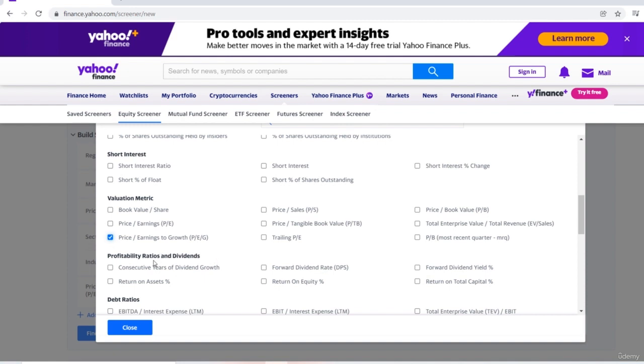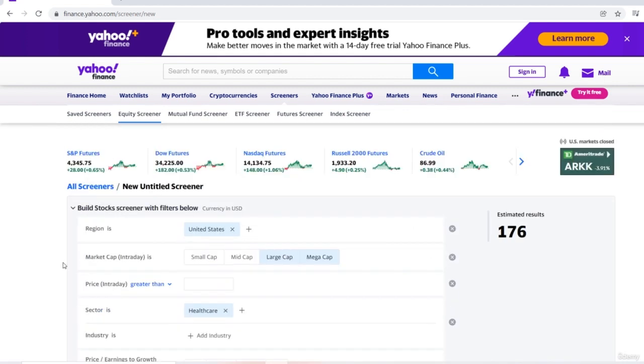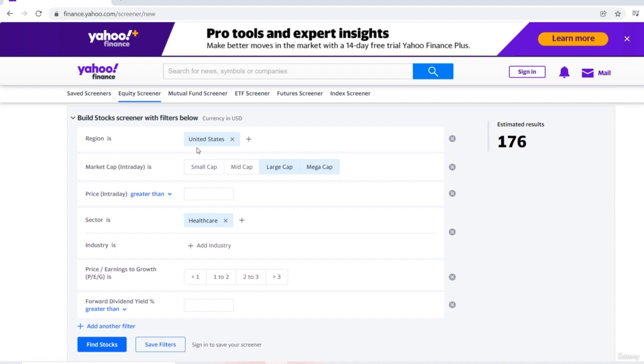And then if we look at profitability and dividends, we've got dividends here. So let's say we're looking at a dividend yield, forward dividend yield. So we want to put a parameter around forward dividend yield. Let me close this, and we've put those two things in. So right now we're looking at United States companies, large or mega cap in healthcare, with a factor around price earnings growth and our dividend yield.